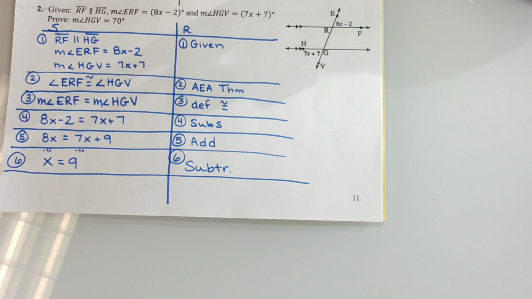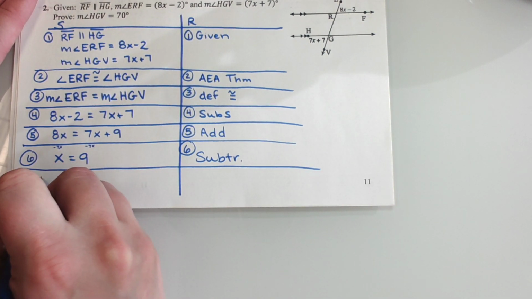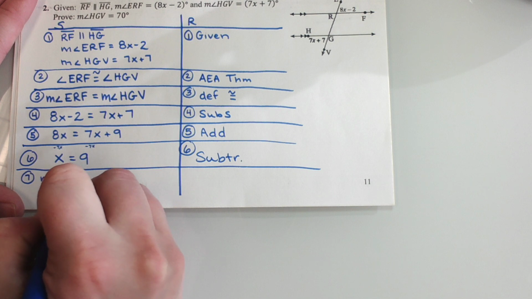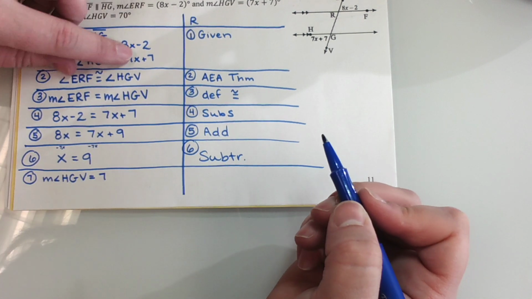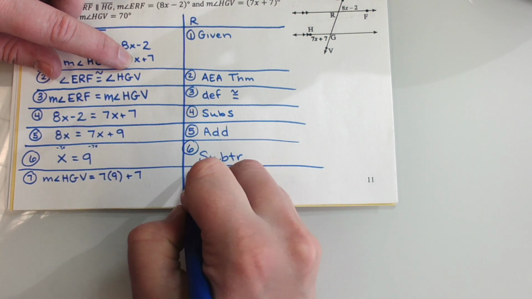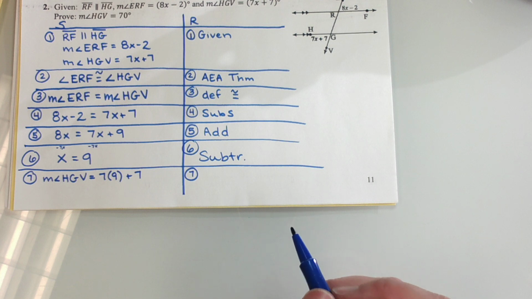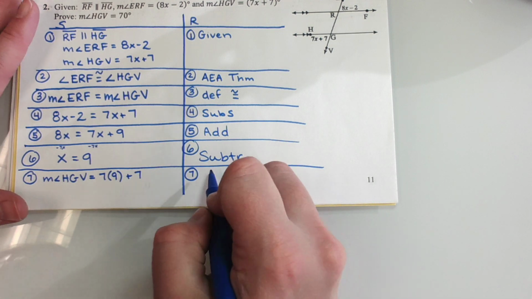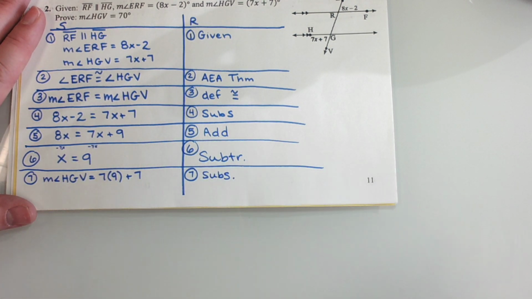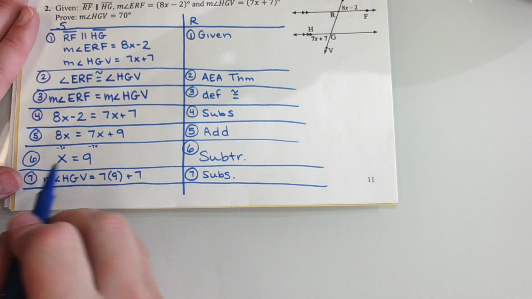Am I done? No. What do I need to do yet? Find the measurement of HGV, which means I need to plug back in. Measure of angle HGV equals 7, except instead of x, I'm going to put 9 plus 7. I'm plugging back in. Plugging back in is called what? It's substitution. Replacing something with what it's equal to is substitution, whether it's a number or it's an expression.